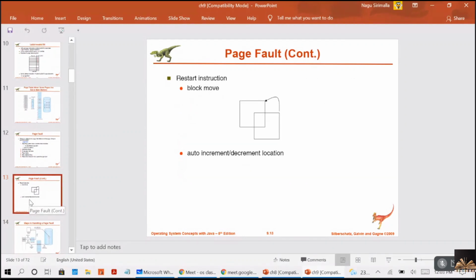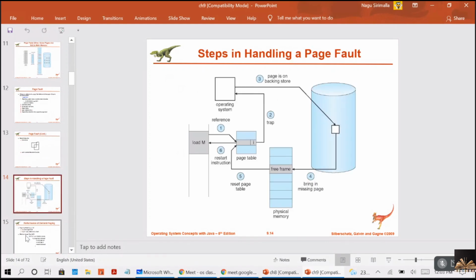So when you are restarting the instruction, the entire block is moved back and the location is auto incremented or decremented. The same sequence of steps I have shown you is given here. First, when it is asking for a page, it will be checked in the page table. After checking the page table, the trap OS will decide whether it is there in the disk.